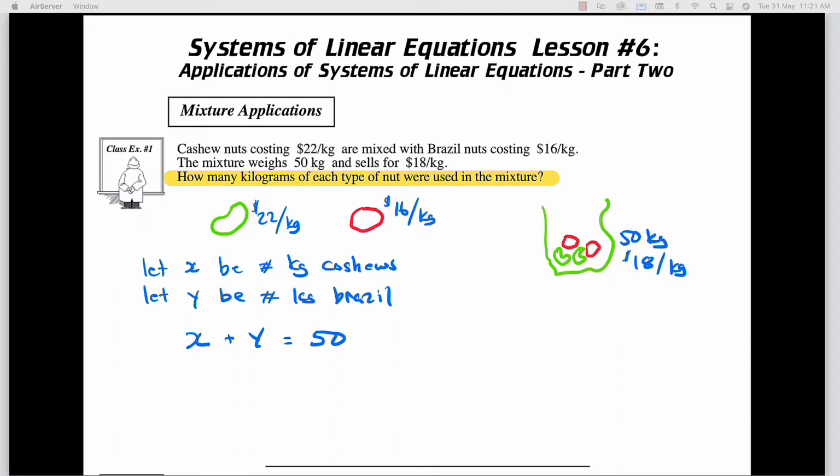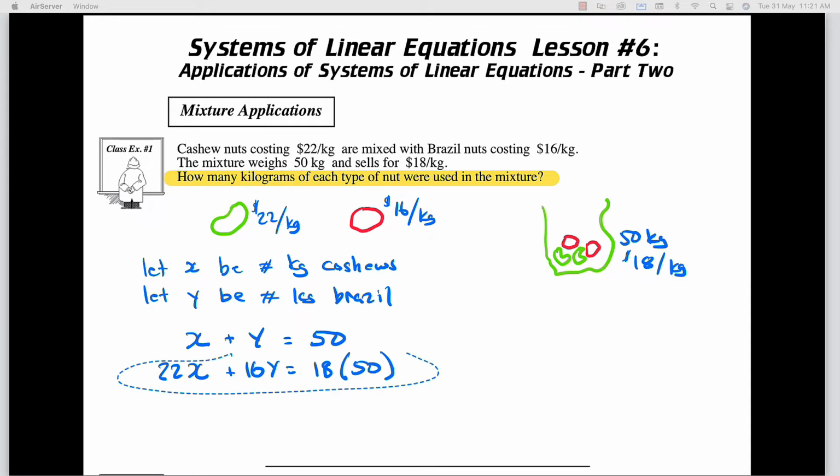Now, cashews are $22 per kilogram, and x refers to the number of kilograms. So if I multiply x times 22 and I multiply y by 16, that's 22 times the weight, 16 times the weight, and over here it'll be 18 times the weight, but in this case we know the final weight is going to be 50. So there's my two equations right there.